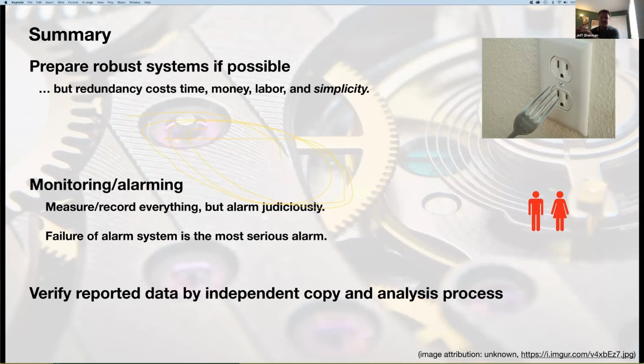We also consider failure of the alarm system to be the most serious alarm. So we try and learn about those failures at least daily. Finally, we try and have a full circle check, like many of the other speakers have implemented, checking the data that actually goes out of the laboratory in some independent processing stream.